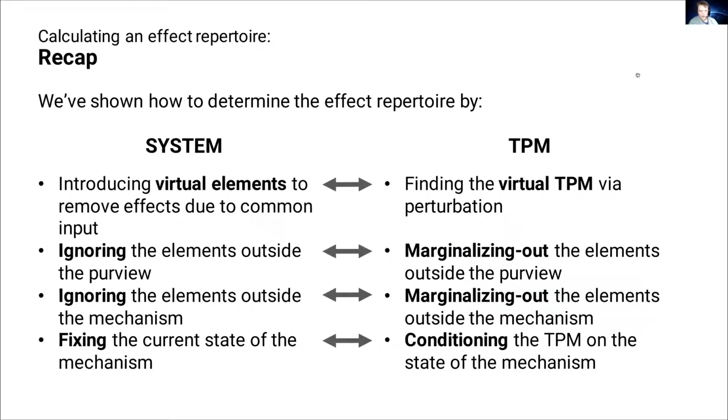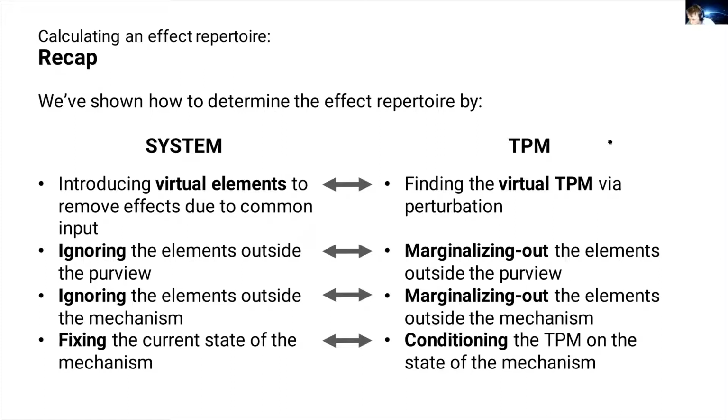So to recap briefly, we've got a system which is comprised of a set of elements with discrete states, with particular transition probability matrices resulting from that. Introducing virtual elements into this system is equivalent to finding the virtual transition probability matrix via perturbation. Ignoring elements from outside the purview or outside the mechanism is equivalent to marginalizing over those elements. And fixing the current state of the mechanism is equivalent to conditioning the transition probability matrix on that mechanism.